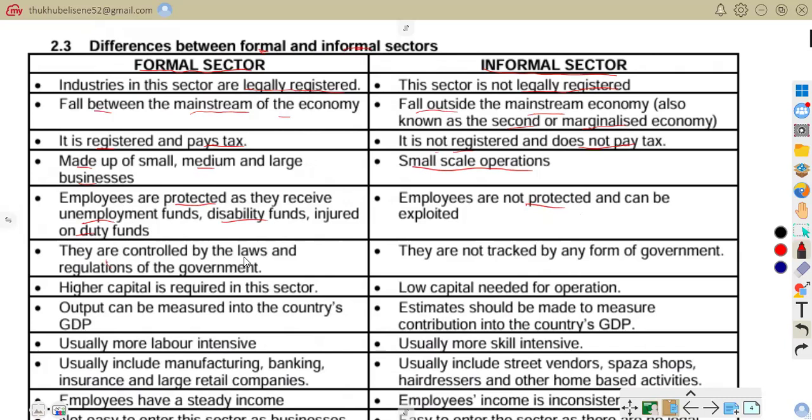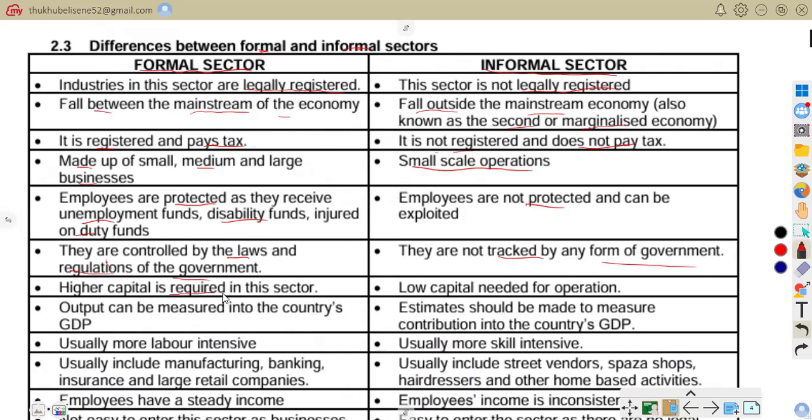The formal sector is controlled by the laws and regulations of the government, for example labor laws. But the informal sector is not tracked by any form of government. So informal has no control and no regulation.